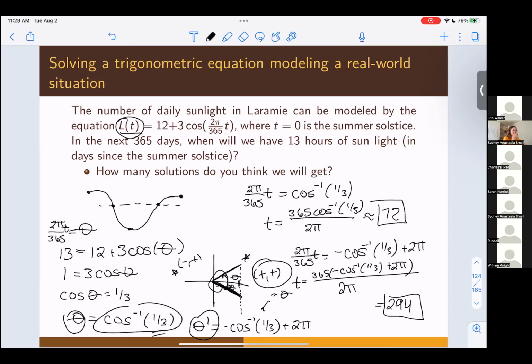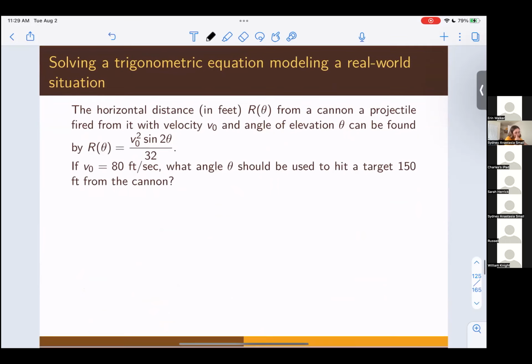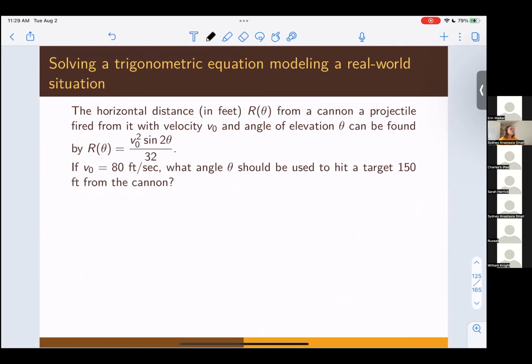Okay. Yep, we have time for the next one. This time we're thinking about launching a cannonball. So the horizontal distance in feet from a cannon projectile, wow, this is written very poorly. I'm so sorry. Pretty much the horizontal distance is given by this equation. The velocity is v0, the angle of elevation is theta, and r0 is that horizontal distance. If I give you the initial velocity, what angle theta should be used to hit a target 150 feet from the cannon? Okay, programmer aside, there's a lot going on in this problem.